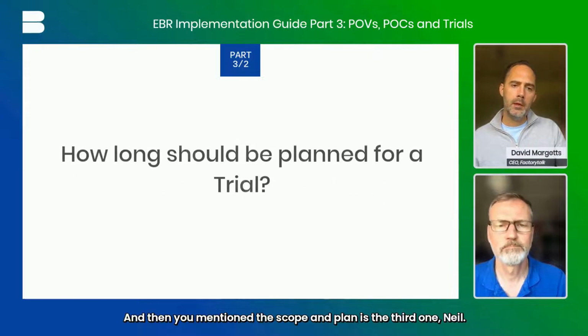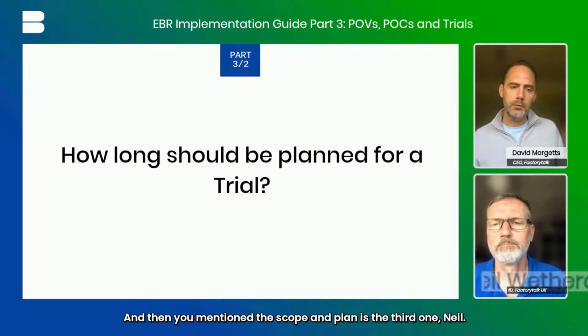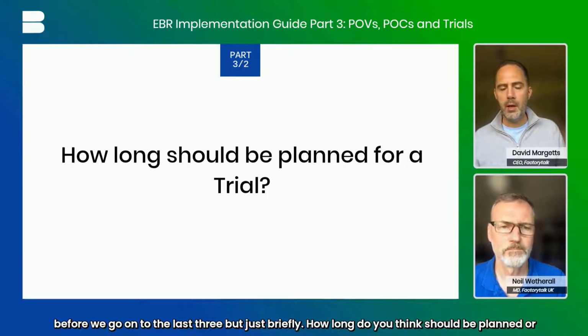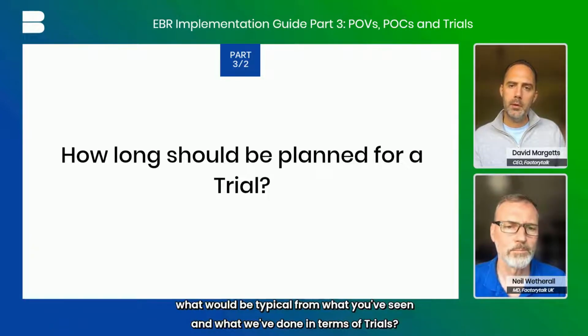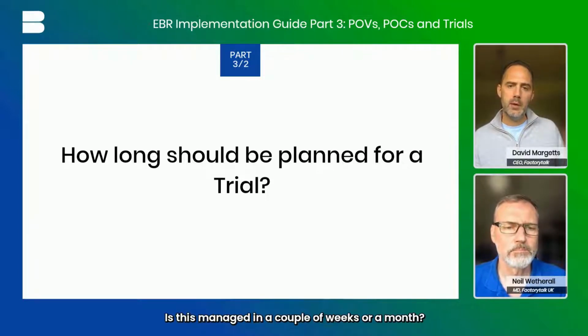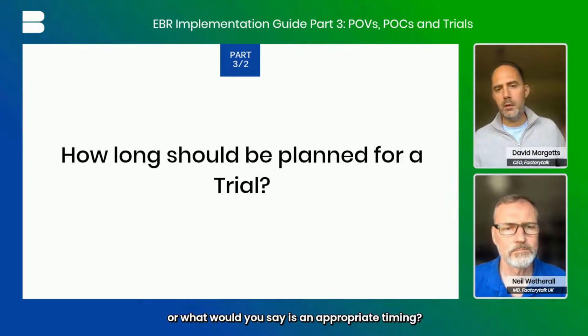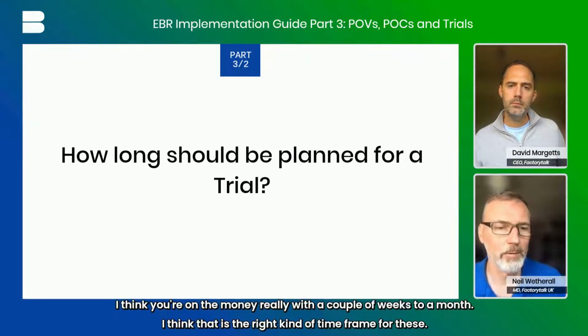And you mentioned the scope and plan as the third one, Neil, before we go on to the last three. But just briefly, how long do you think should be planned, or what would be typical from what you've seen and what we've done in terms of trials? Is this managed in a couple of weeks or a month, or what would you say is an appropriate timing? I think you're on the money really with a couple of weeks to a month. I think that is the right kind of time frame for these.